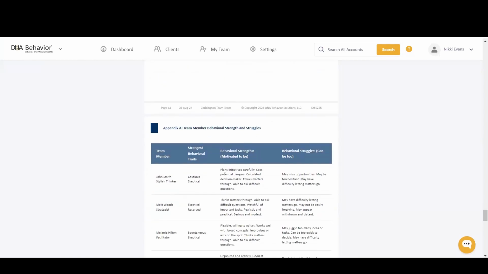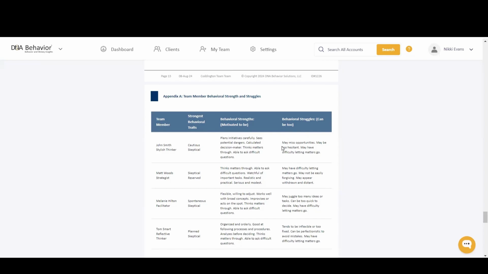So John is going to be more careful about planning things. He's going to see the dangers. He's going to be more calculated in his decision making. He's going to think things through. He's going to ask difficult questions. So you'll see here, as you work with the team, what their behavioral strengths and struggles are.